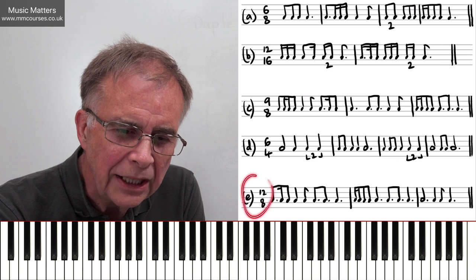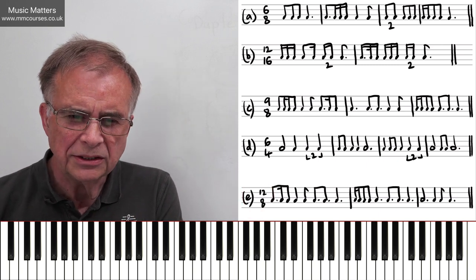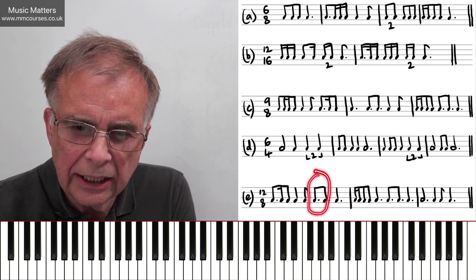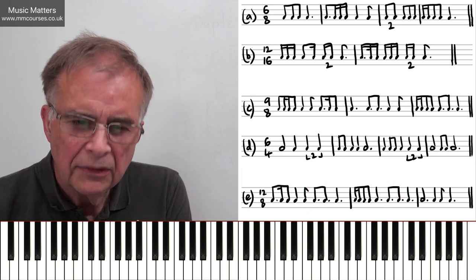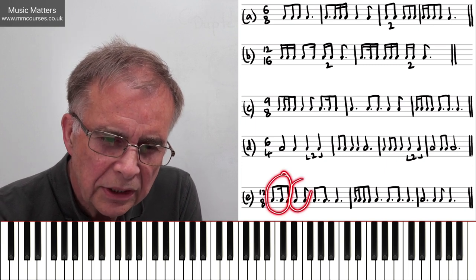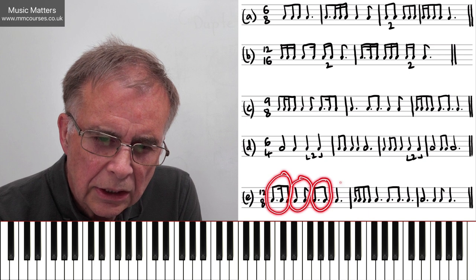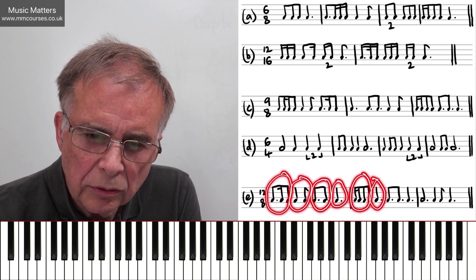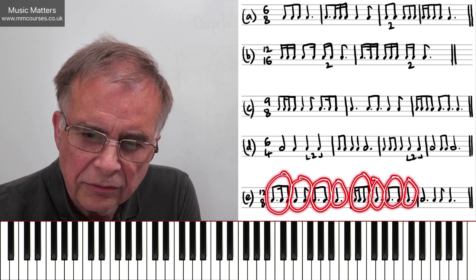Lastly, rhythm E is in 12-8. Can we begin to see what's going on? Do we notice duplets there? Duplets there. Okay, can we see what the beaming is telling us? Beat one, beat two, beat three, beat four. Beat one, beat two, beat three, beat four.